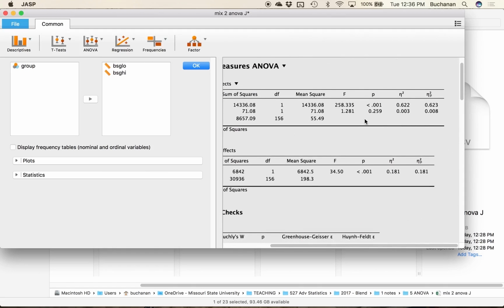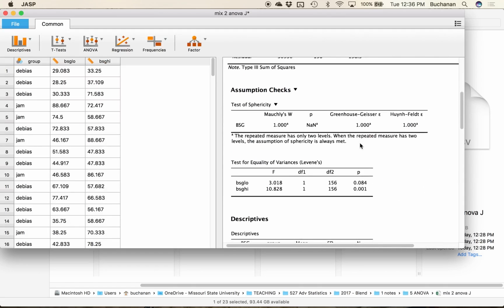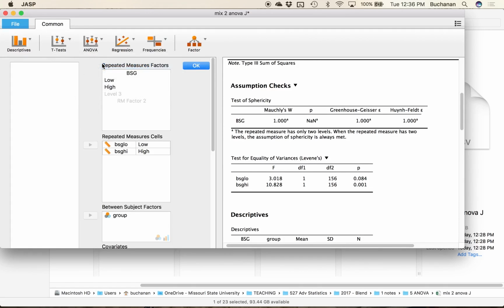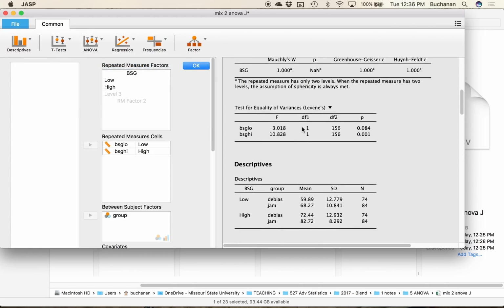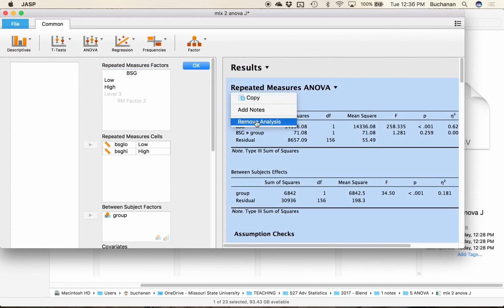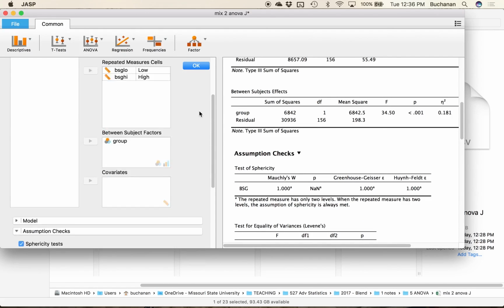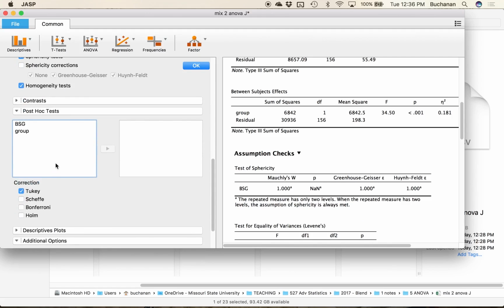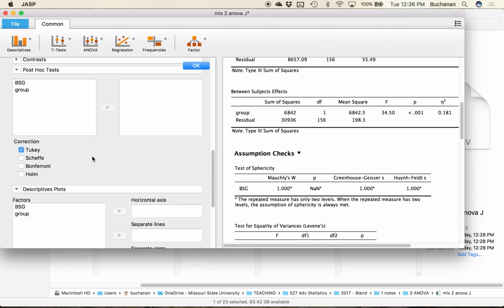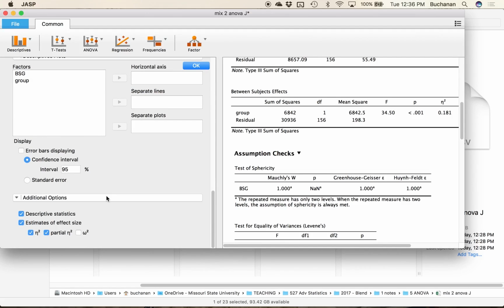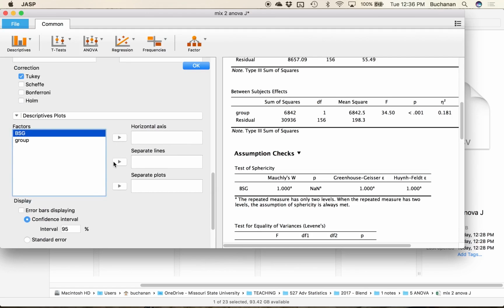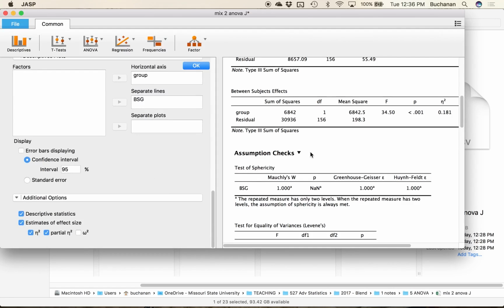Now, this interaction is not significant, but if it were, what would we do? Going back to my repeated measures ANOVA box, I'm going to remove that analysis again, just so I don't have it 3 or 4 times in my output. There's not really an option for me to do post hoc tests for the interaction. I could make a plot, which would just allow me to see what that interaction looks like, in this case, the lack of interaction. So let's make this plot.